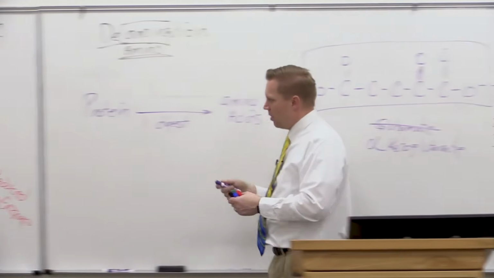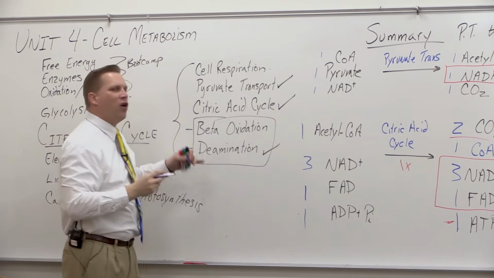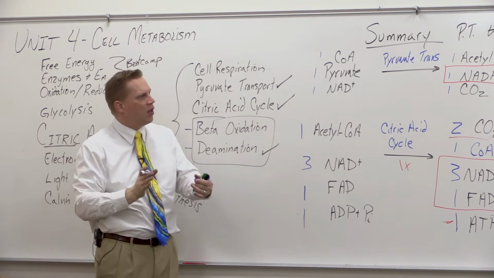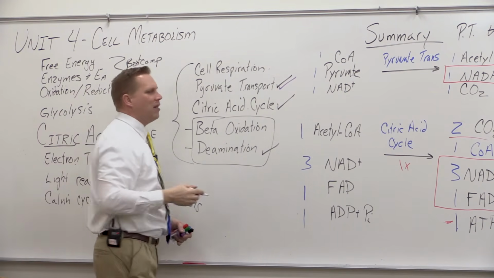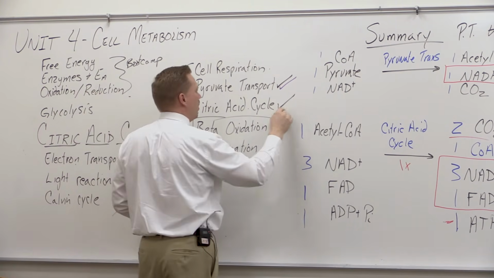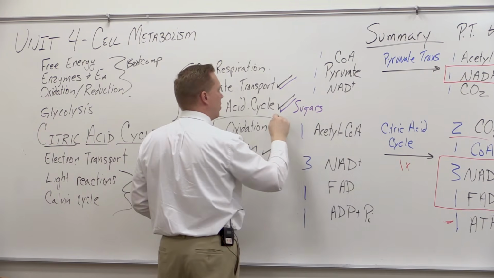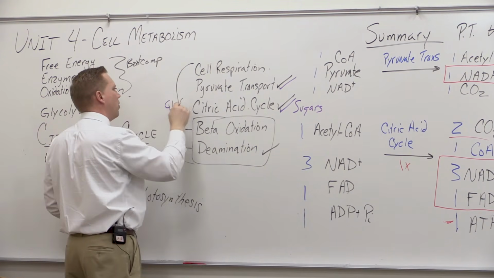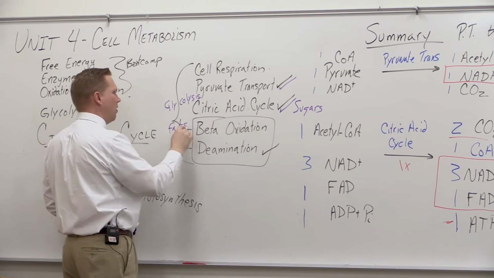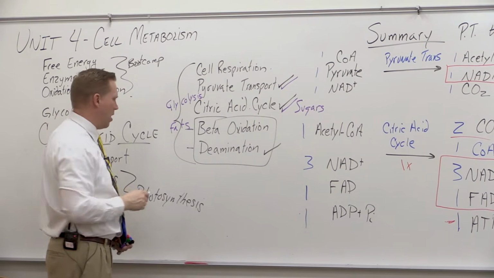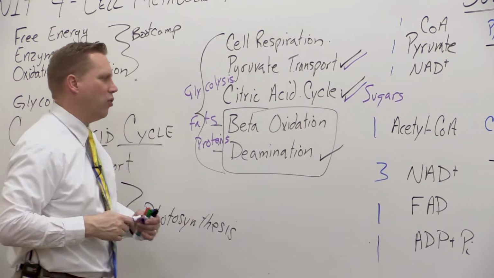So, to summarize, we've gone through sort of a brief overview of cell respiration to this point. We went through just glycolysis and how it fit in with pyruvate transport and the citric acid cycle. We then went into detail about pyruvate transport and the citric acid cycle. And that's how we break down sugars. So we use glycolysis and the citric acid cycle. And then we saw that we can take fats and break them down through beta oxidation. We can take proteins and break them down through deamination.